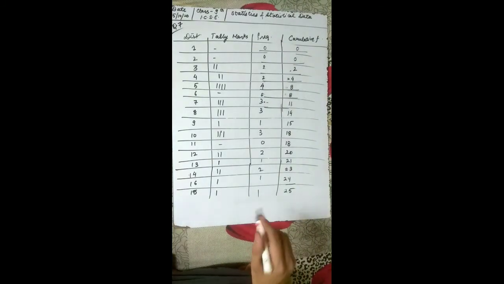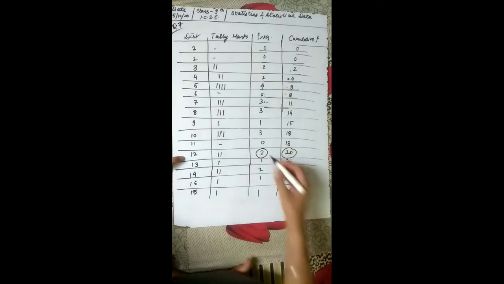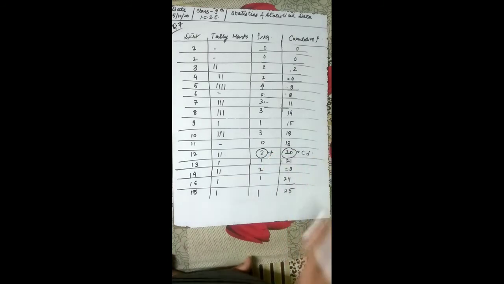The very first question is: what are the frequency and the cumulative frequency of 12? This is 12. This is the frequency and this is the cumulative frequency. So frequency is 2 and cumulative frequency is 20.